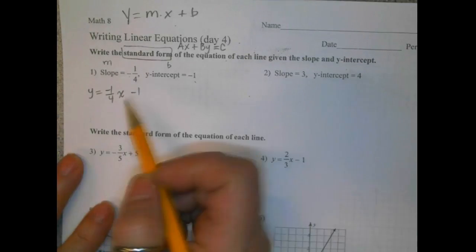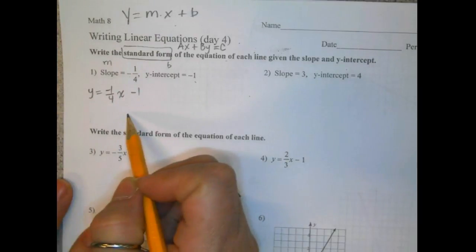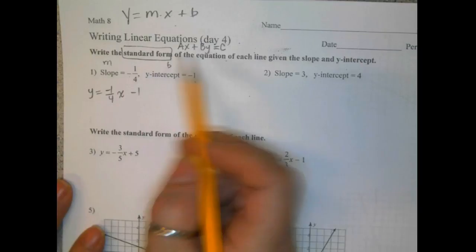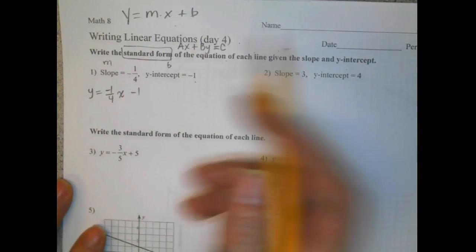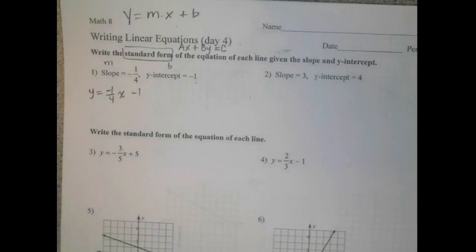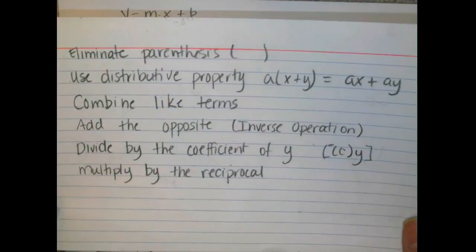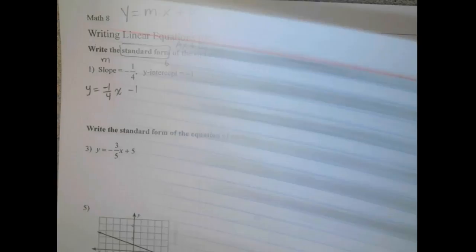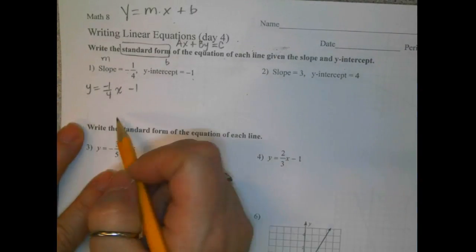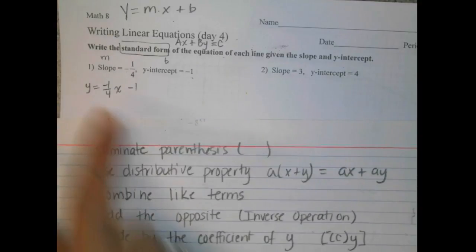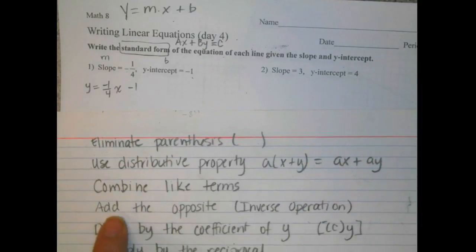So here I go. I have it in slope-intercept form, and I need to change it to standard form. So I just need to do some moving stuff around. It's simply following those steps that I've given you. So I don't have parentheses. I don't have like terms to combine, but I can add the opposite.